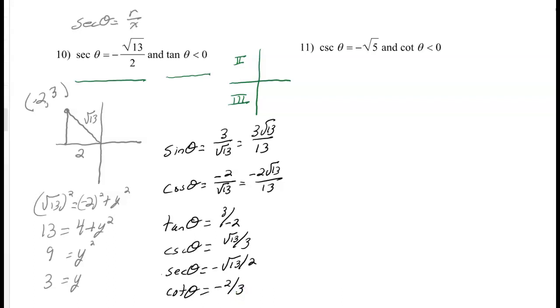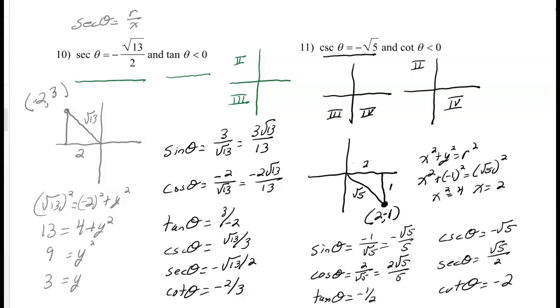I would pause the screen and try problem number 11. If you take a look at number 11, you can check your answers down at the bottom. Now the way I came up with that, the cosecant is negative, which means I'm in quadrants 3 or 4. The cotangent is negative, so that tells me I have to be in quadrants 2 or 4. The overlap puts me in quadrant 4. So when I label my diagram, the hypotenuse is root 5. The y-coordinate is negative 1. I use the Pythagorean theorem to get the x-coordinate to be 2.